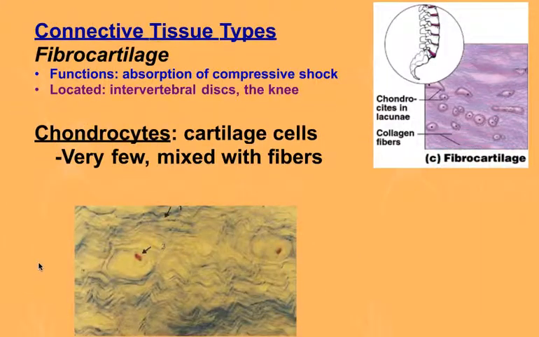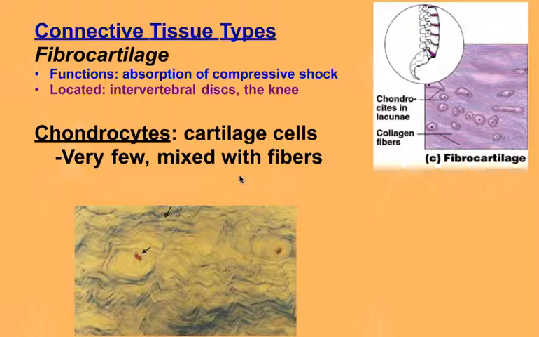And our third type of cartilage is called fibrocartilage. Fibrocartilage is usually going to be found in your spine, in between your vertebral discs, and in your knee, again, to absorb some compressive shock. Every time you take a step, your bones in your back and your bones in your knees are compressed against each other, and we don't want that friction to rub them down. So there's cartilage there to help protect those bones from being rubbed away.